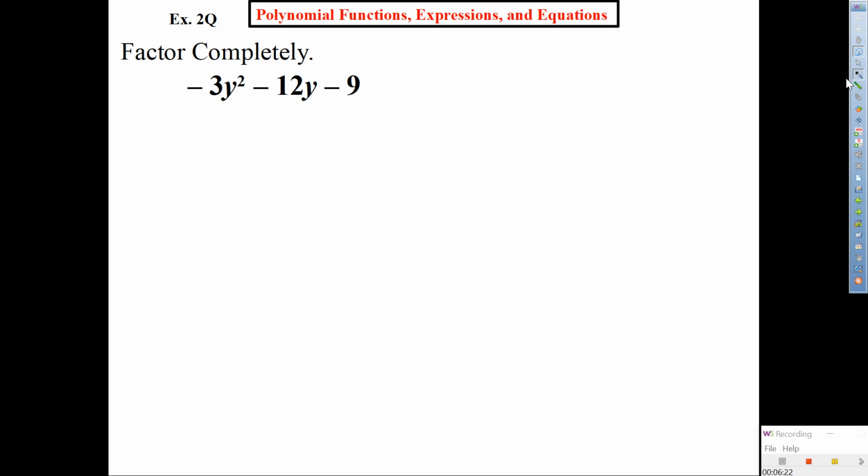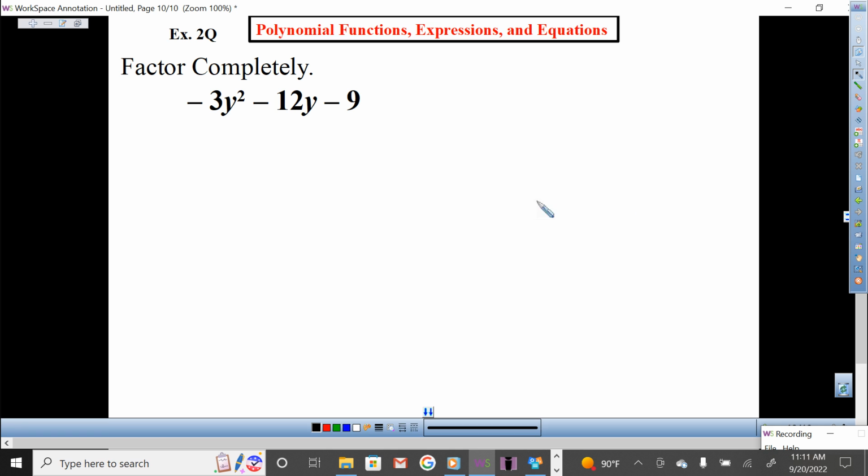What is the first thing we check for? Standard form. Is it in standard form? Yes, from highest to lowest. Okay. Second thing, GCF. Is there a GCF for all 3 terms? Yeah, what number divides all 3 terms? 3. But what did we say? If the leading coefficient has a negative, that means the GCF is included with the negative. Okay? So, open parentheses.